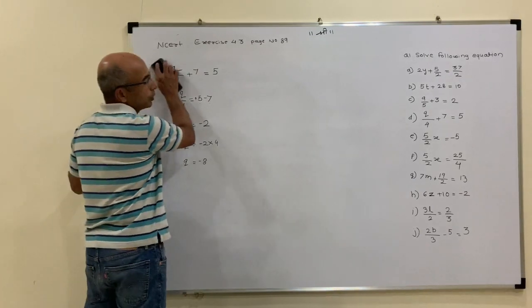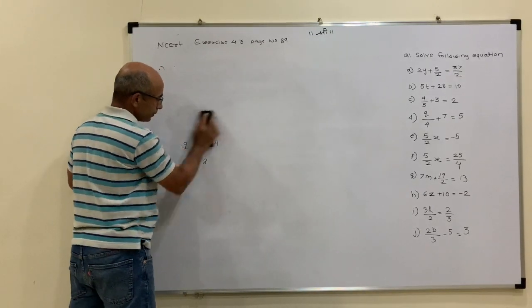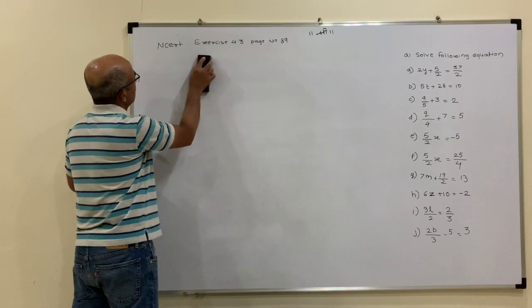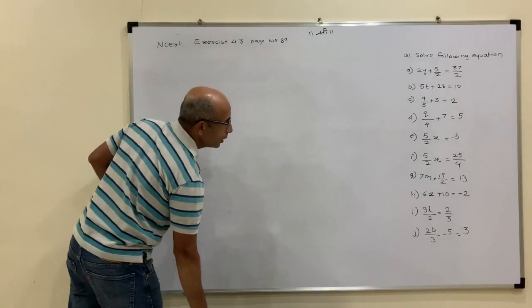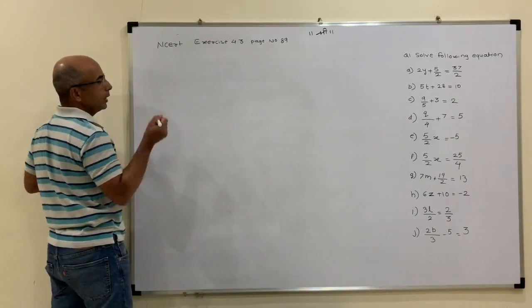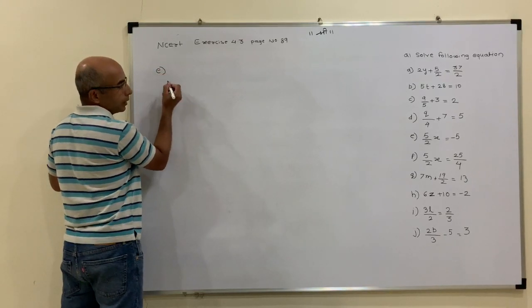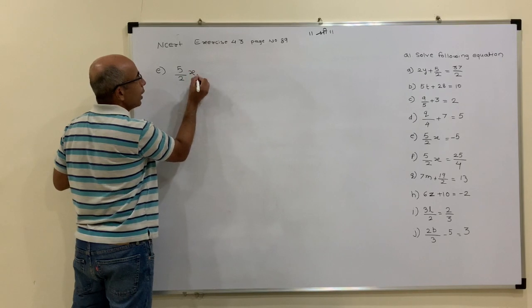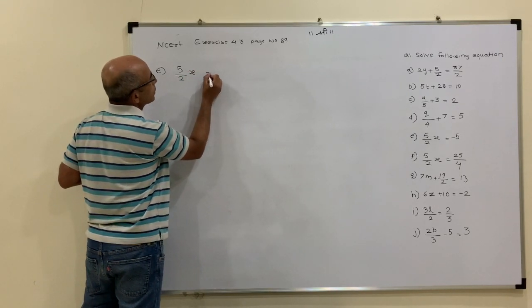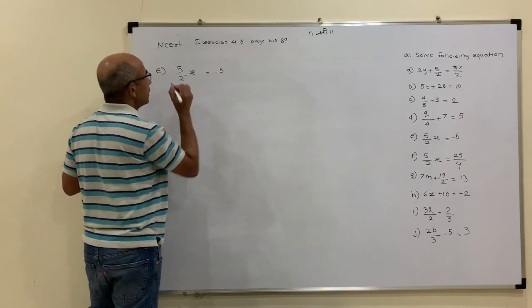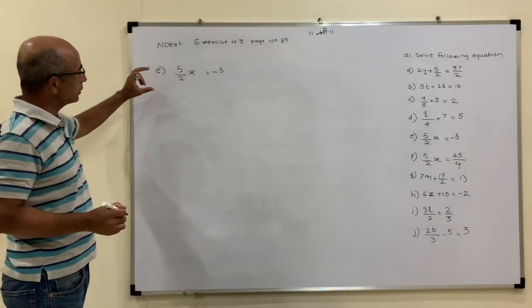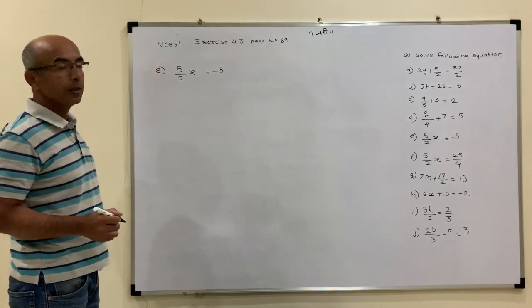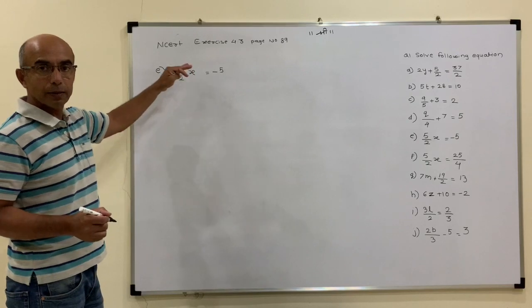Now let's move on to the problem E. E. The problem is 5 divided by 2 into x equals minus 5. Now we can do this one in one step, but I'll be doing it step by step.